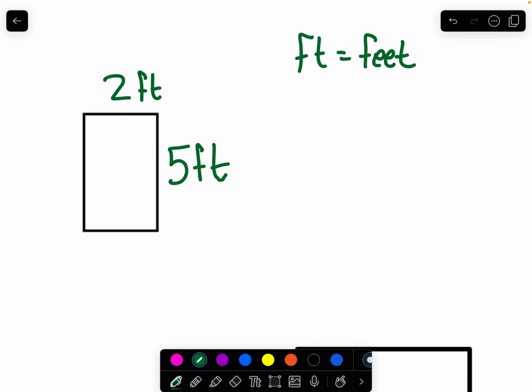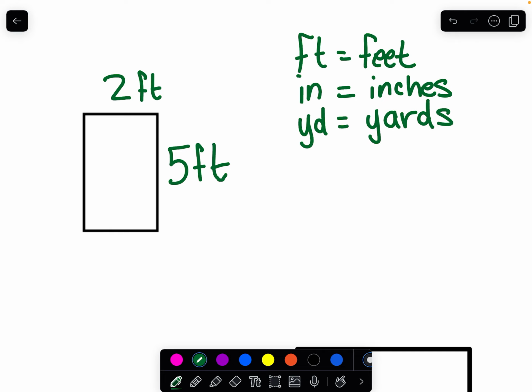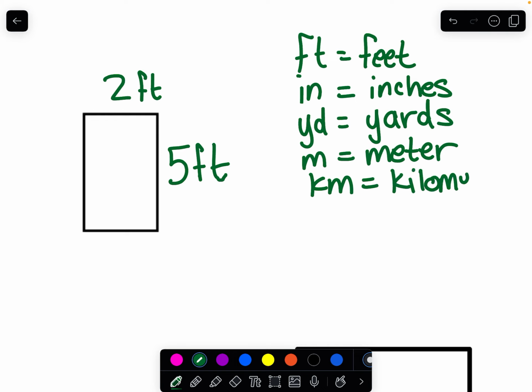Let me go into that a little bit. IN stands for inches. YD stands for yards. M stands for meter. KM stands for kilometer. What am I missing? MI stands for miles, and so on. And later on, we're actually going to learn how to convert distances and measurements. But right now, we are just focusing on perimeter.